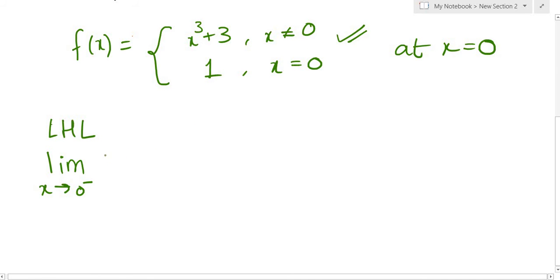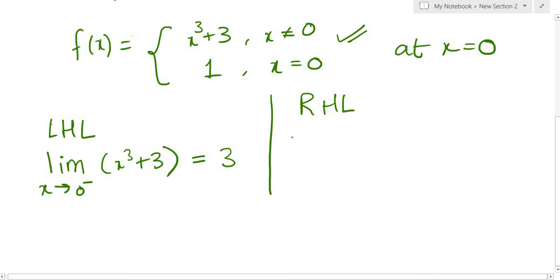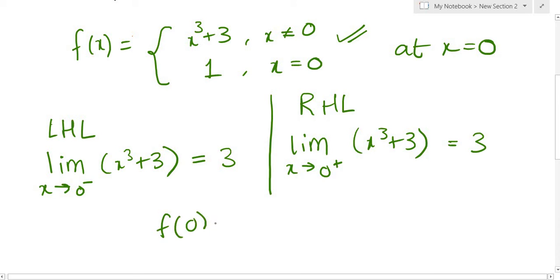So it's x cubed plus 3. Just substituting like a normal limit problem, we get 3. Time for the RHL. The limit as x approaches 0 from the positive side of x cubed plus 3 is 3. Since we were using the same function for LHL and RHL, you might have guessed it's like the removable discontinuity case that I discussed. But let's calculate the value of f of 0. Now, f of 0 is 1 by the definition.